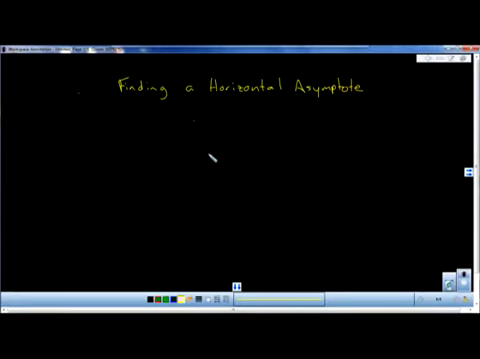This is how to find a horizontal asymptote. Now if you look in the book, there's a big long definition. I'm going to summarize that definition. To start with, we have a function r of x equal to the polynomial p over the polynomial q, and p and q are both polynomials. Now we're going to compare the degree of these two polynomials to figure out where our horizontal asymptotes are.